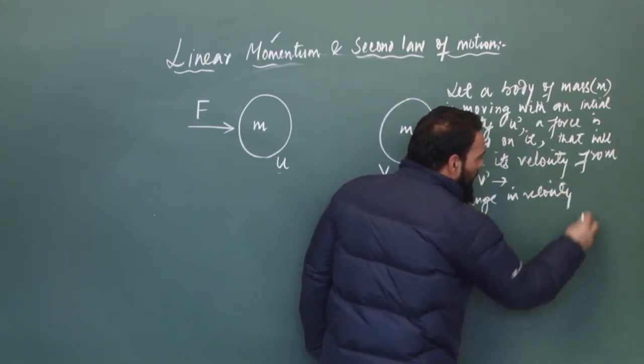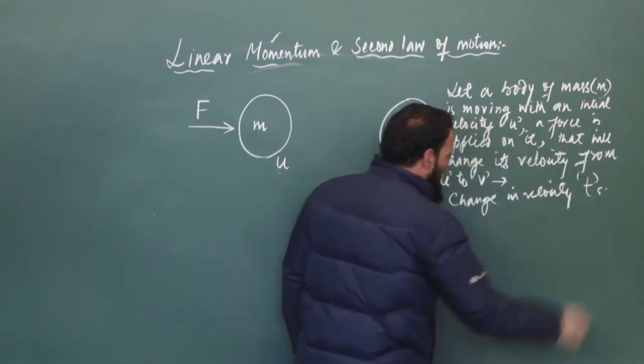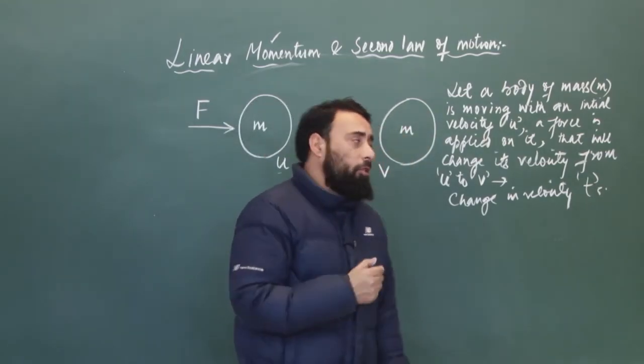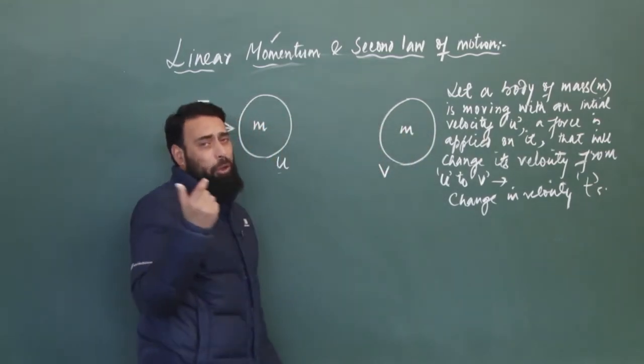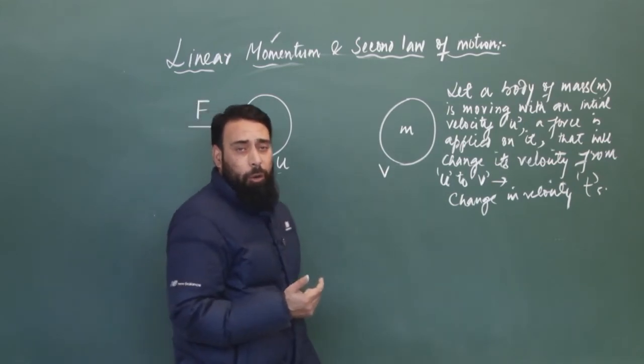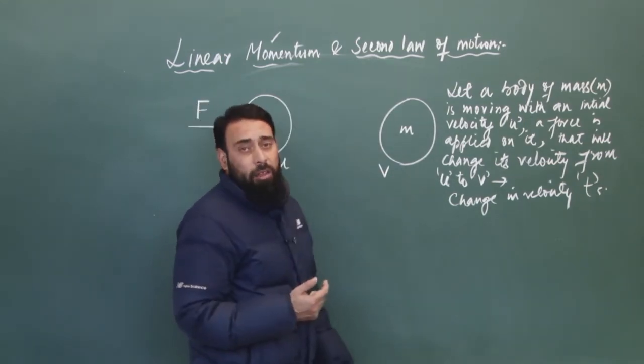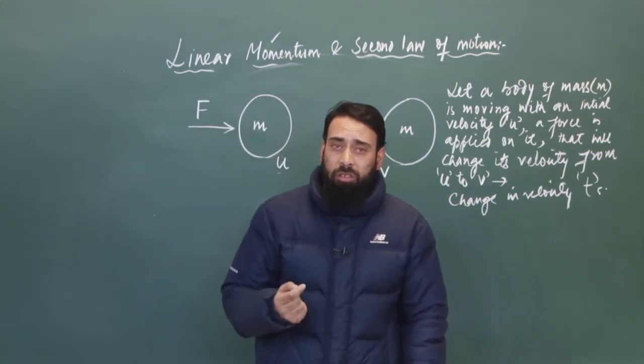Time taken to change in velocity, that is t seconds. Now, it is important here to understand. Let us take an example you have already discussed. You have already discussed that the momentum of a body is the product of mass and velocity.